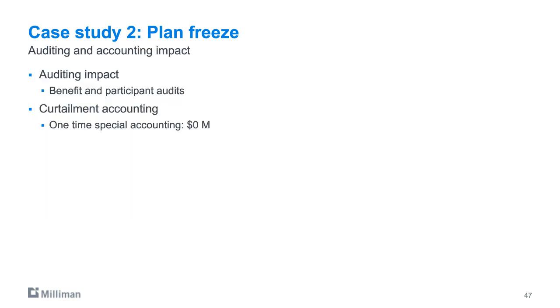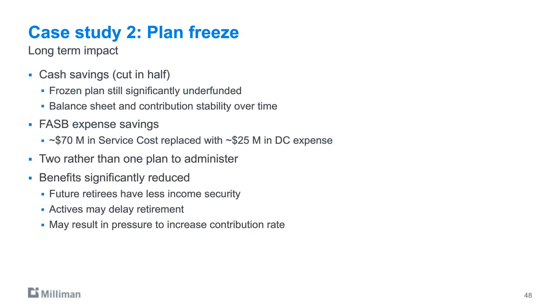There is a lot of benefit audits on the benefit and participant statements, as now that the plan is no longer ongoing. So what was the long-term impact here? Well, the long-term impact is that there is significant cash savings, basically cut in half. But the frozen plan is still underfunded, and so there'll need to be additional contributions to make that up. There is now going to be more balance sheet and contribution stability over time as this grows, and the FASB expense savings is pretty significant.